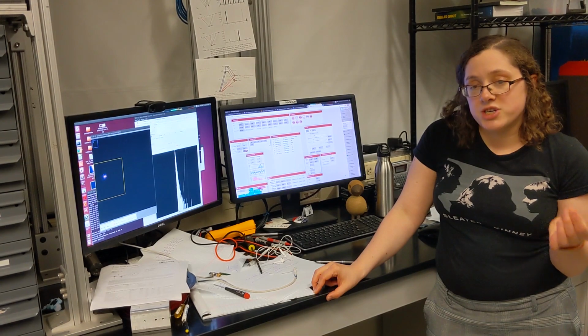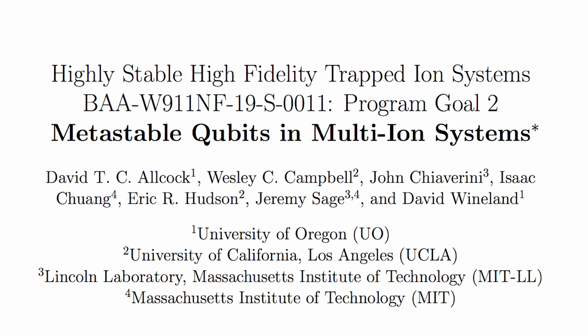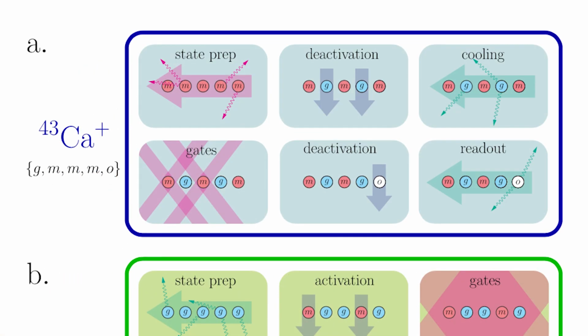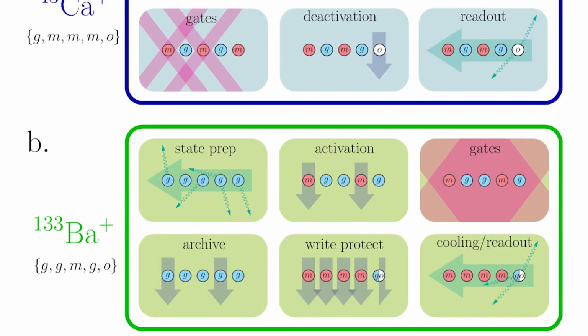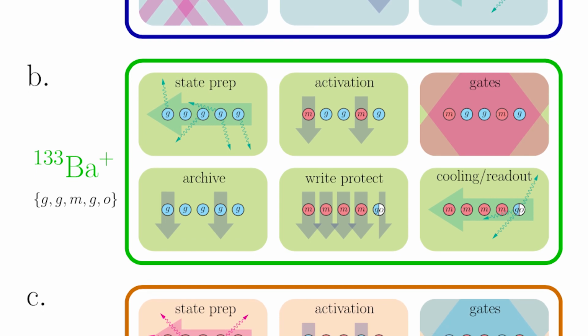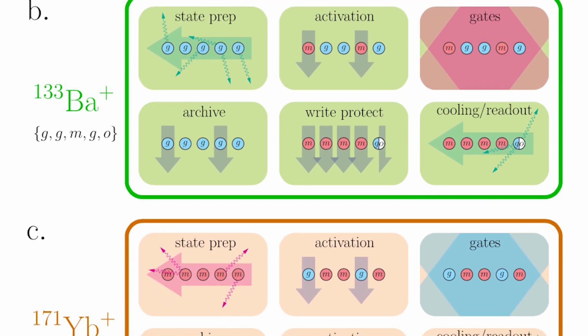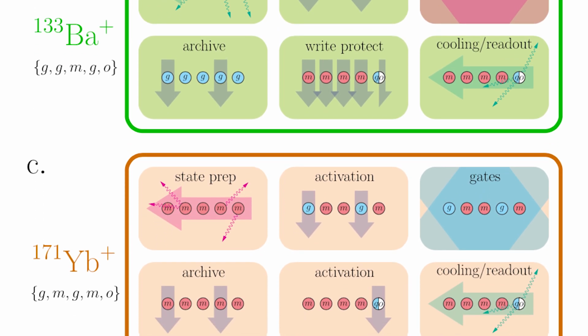of the quantum information using the electronic state of the ion. But instead of using sublevels of the ground state, we're actually going to use sublevels of a metastable, long-lived excited state, sort of as a quasi-ground state.